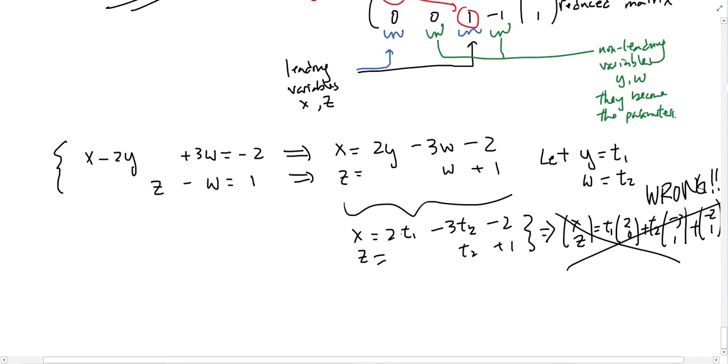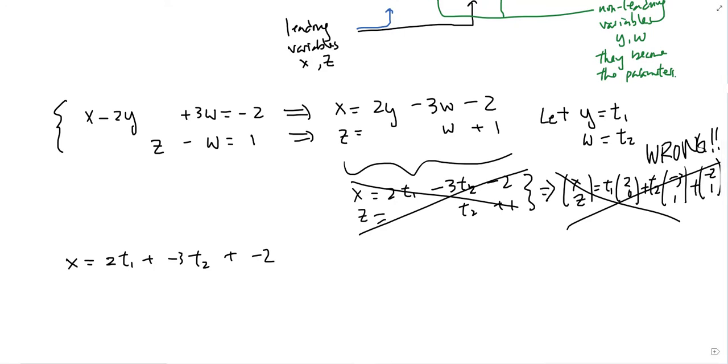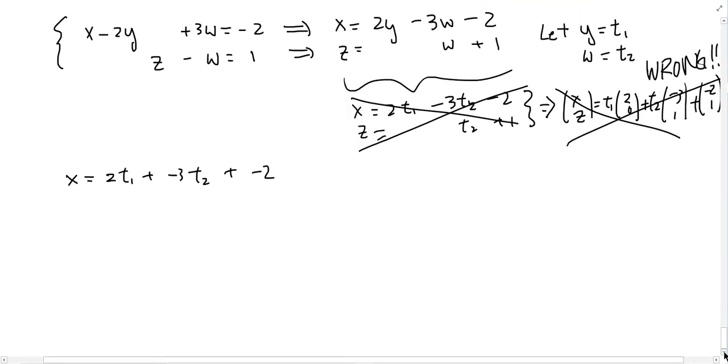You do this. The problem is you didn't line up everything. x is 2t1 plus negative 3t2 plus negative 2. I'm going to put plus instead of minus. That way I can group the numbers together correctly. What usually goes after x? Well, it's not z, it's y. y equals t1.